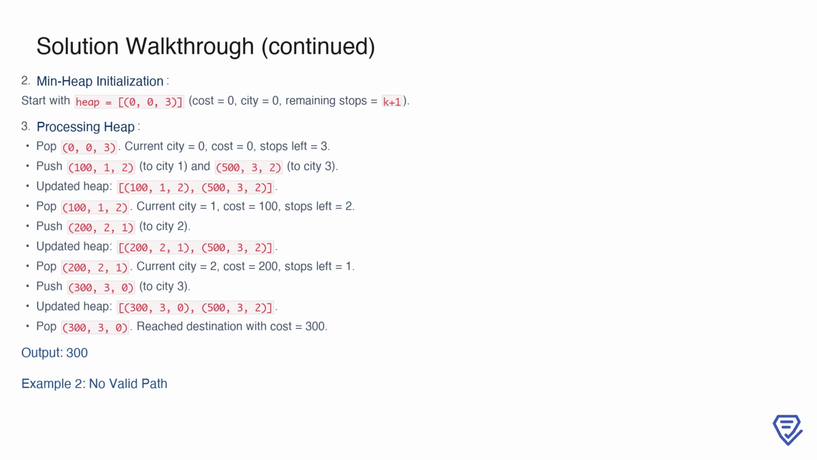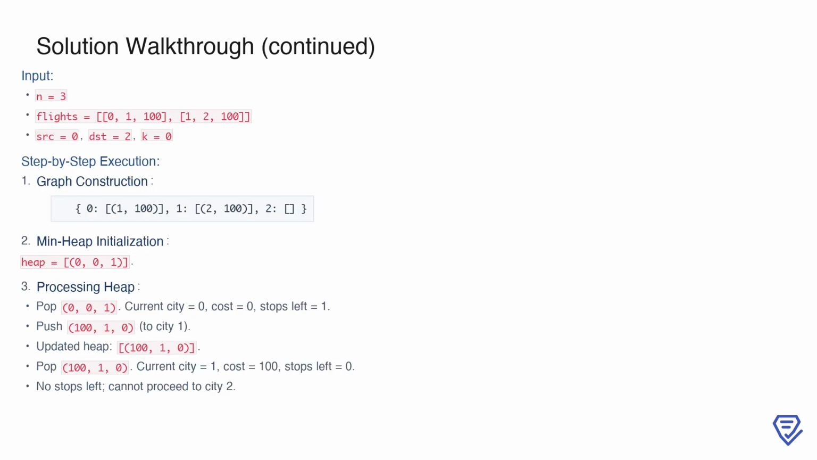Continuing, we pop (200, 2, 1), which represents city 2 with a cost of 200 and 1 stop remaining. From city 2, there's a flight to city 3 for another 100, so we push (300, 3, 0). The heap becomes (300, 3, 0) and (500, 3, 2). Finally, we pop (300, 3, 0), reaching the destination city 3 with a total cost of 300. Since we've reached the destination, this is our result for the given input.